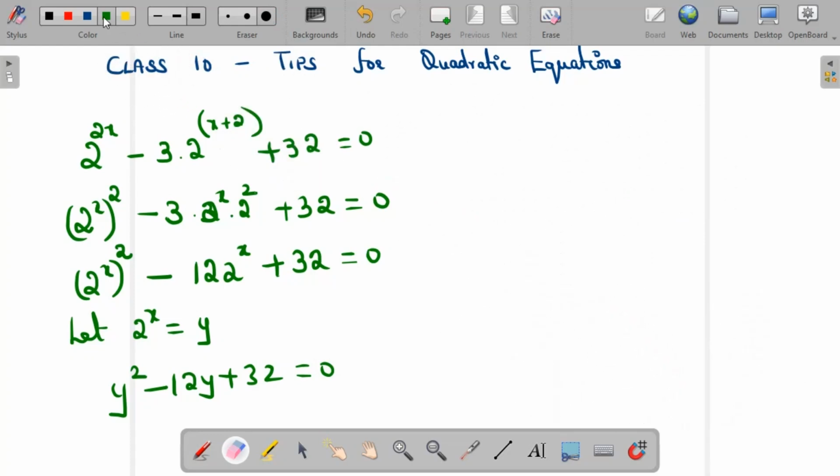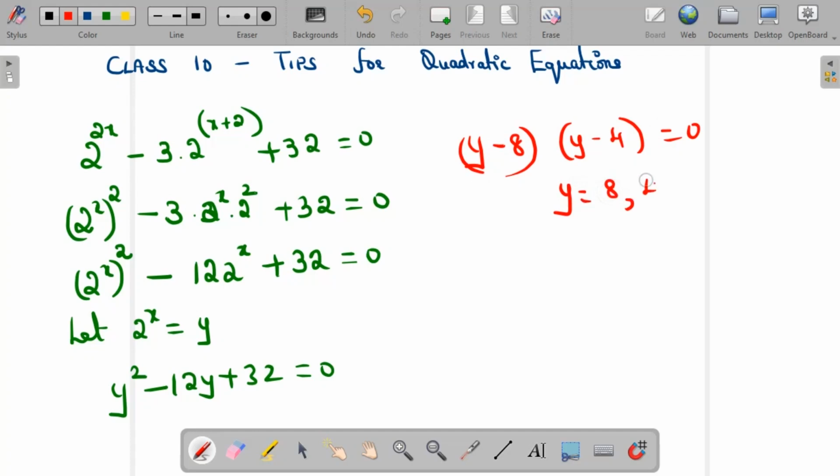I would recommend you use split the middle term if the coefficients are very small. So now 32 can be broken as 8 and 4. So (y minus 8)(y minus 4) is equal to 0. So y can take the possible values of 8 and 4. Now the work is not yet done. We need to find out what is the value for x actually in the given expression.